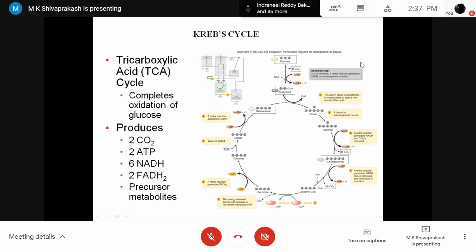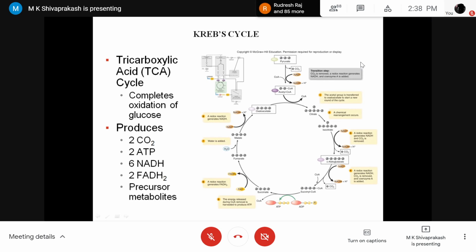Before that, the conversion of pyruvate to acetyl CoA is the transitional step. During this step, pyruvate loses a molecule of CO2 by decarboxylation and produces acetyl CoA. This acetyl CoA combines with oxaloacetic acid, which is an intermediate of the citric acid cycle, Krebs cycle or TCA cycle, to form citric acid.